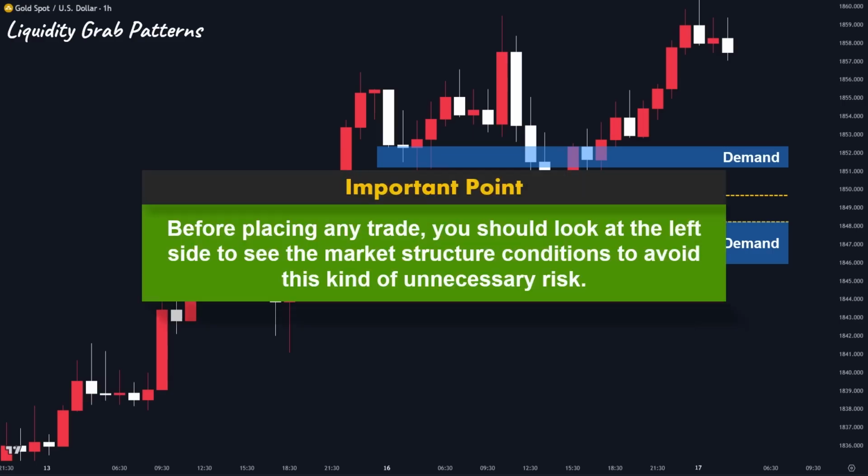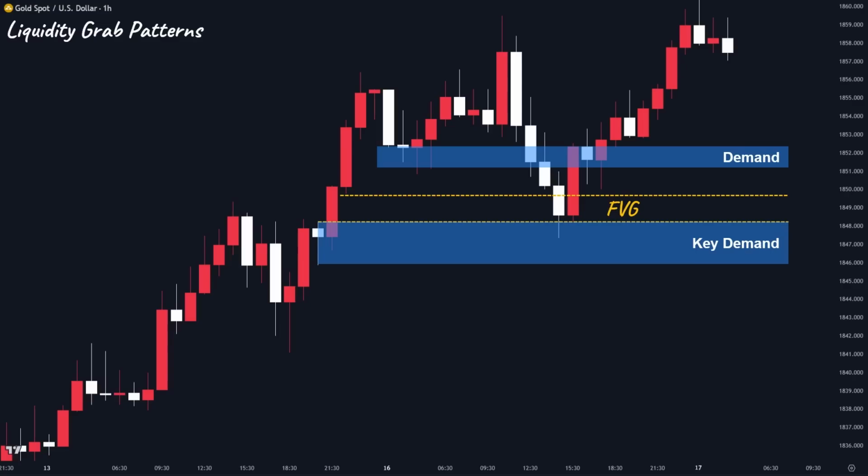So here comes an important point. Before placing any trade, you should look at the left side to see the market structure conditions to avoid this kind of unnecessary risk. So, when this kind of scenario forms on the chart, there's a higher chance for this move to be just a liquidity grab and does not necessarily mean a reversal is coming, making our order block zone more powerful and a perfect trading opportunity to go long.